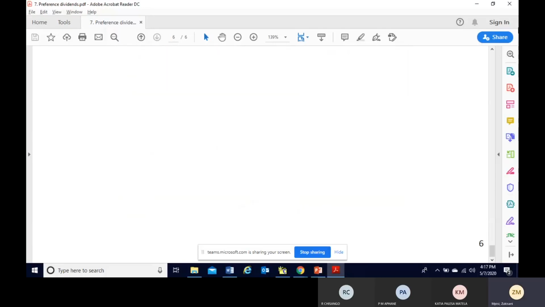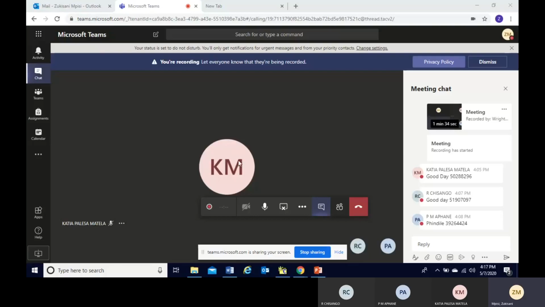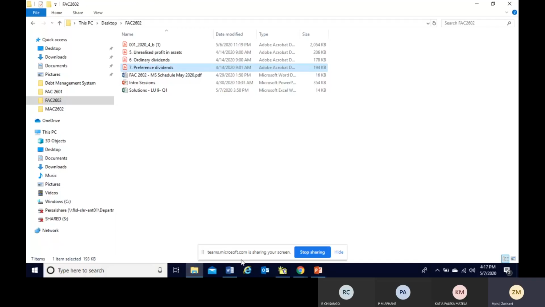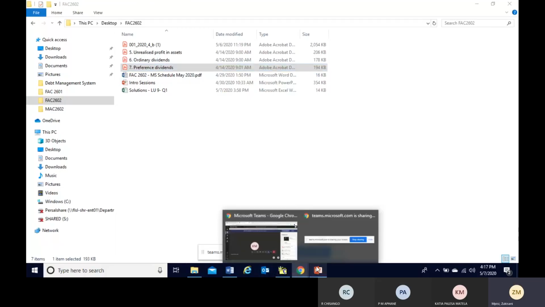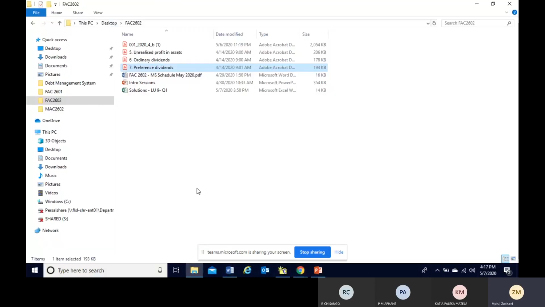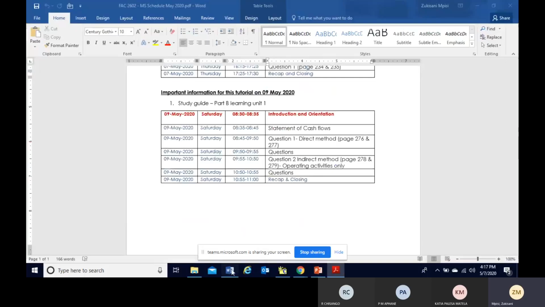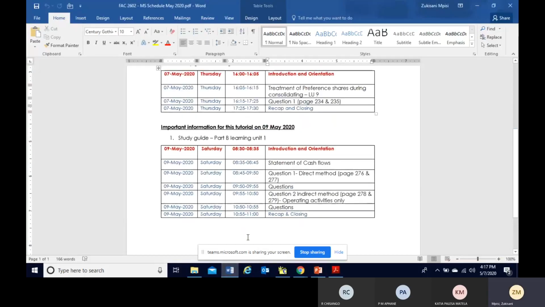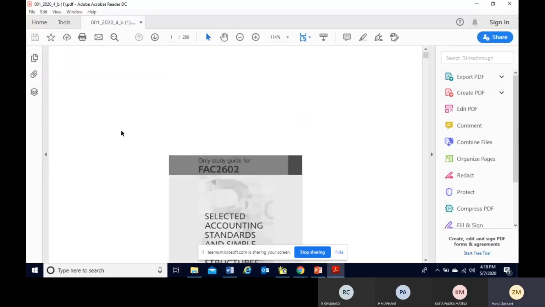Right, so that is the main part of the presentation. For you to be able to understand the presentation part, we therefore move to page 234 and 235.